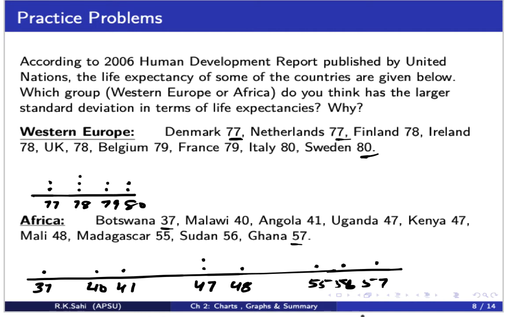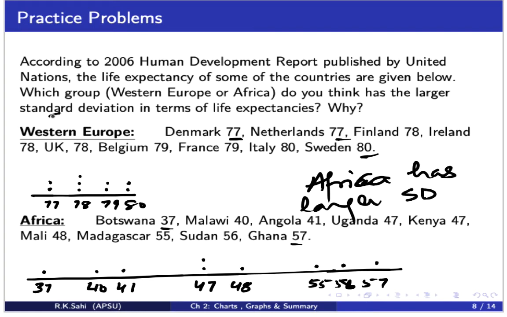And then when we looked at Western Europe, we found the values were very, very close, 77 to 80, not much spread. Whereas when we look at Africa, there's a huge spread of the data set. So I don't have to go for my calculators. I just can make a little dot plot and say, hey, the answer is that Africa has a larger standard deviation. I'm just going to write SD for standard deviation as compared to Western Europe.